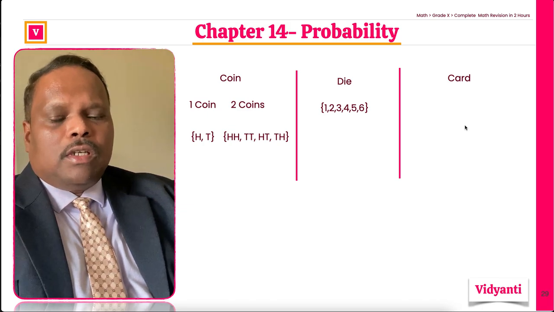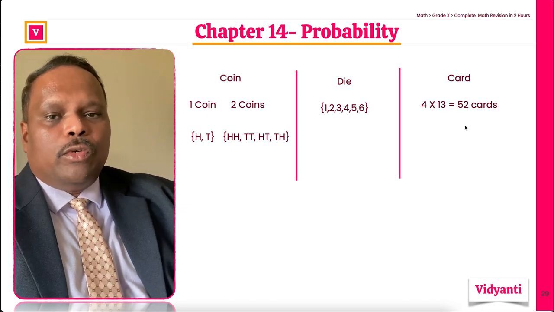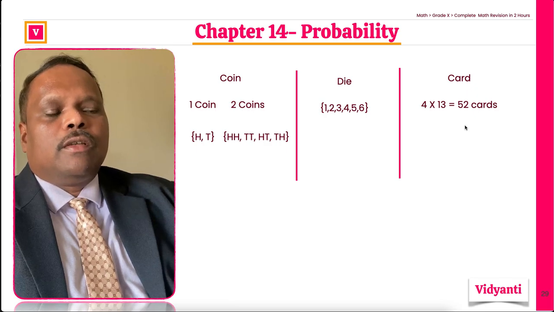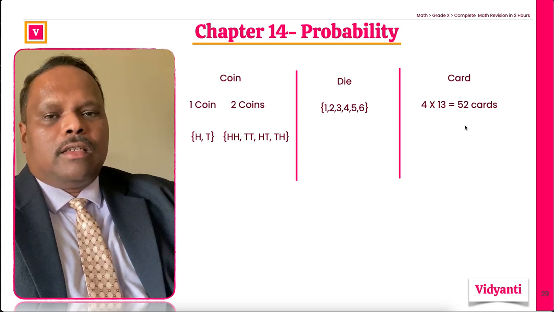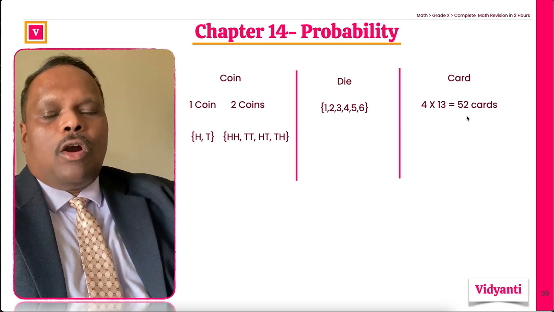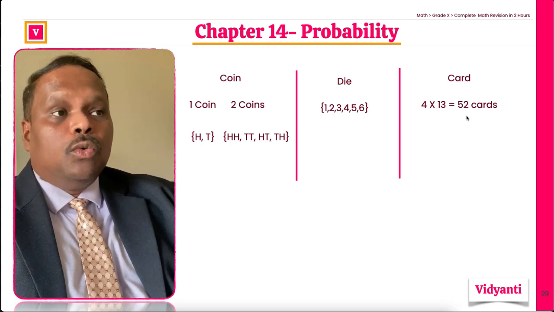Well, we are going to see cards in detail. There are 4 suits, which we are going to see in the next slide anyway. There are 13 cards in each suit, so there are altogether 4 times 13, which is 52 cards.